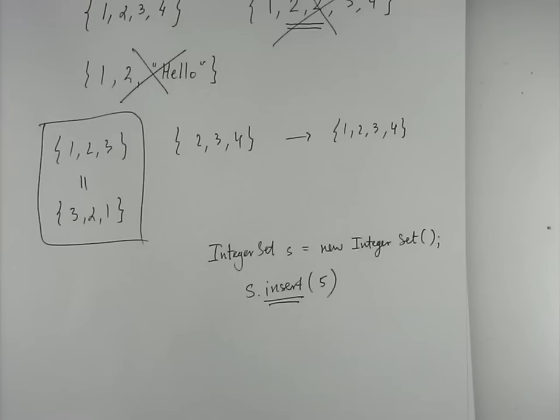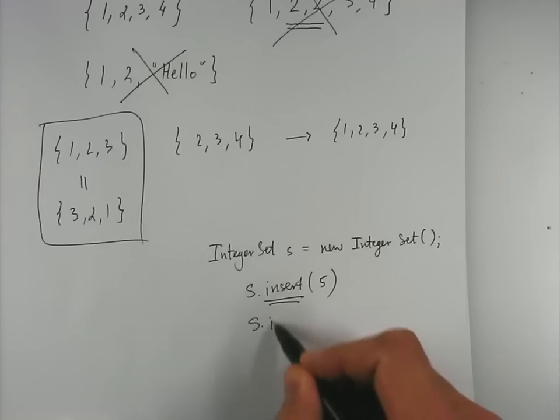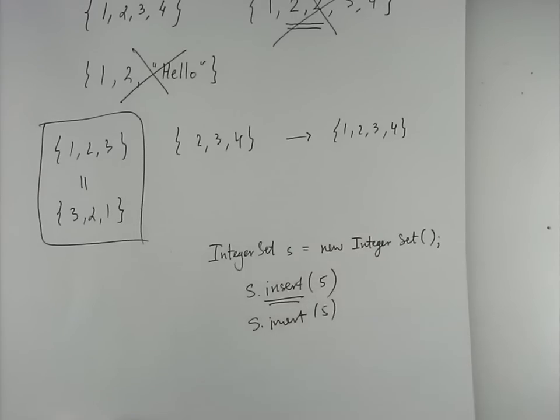So notice that "this" is a special keyword. Remember when we looked at SI game, this represents the instance of this class, the integer set class. And i here references this parameter. So this parameter i cannot be already in this integer set. So when I call s.insert(5), if I call s.insert(5) again, this is an error. This is an improper use of this data abstraction.